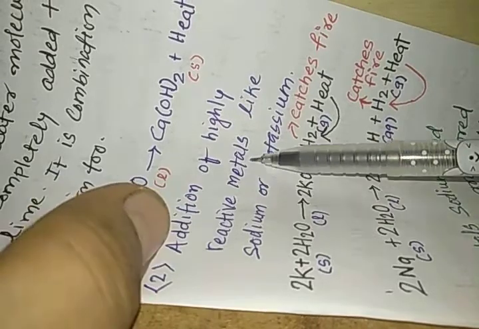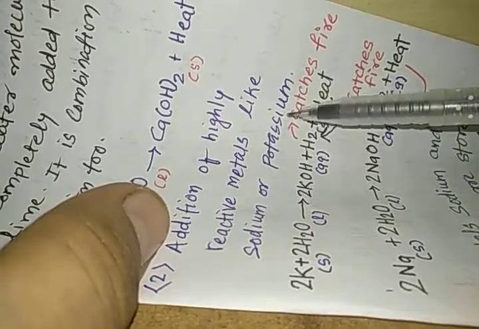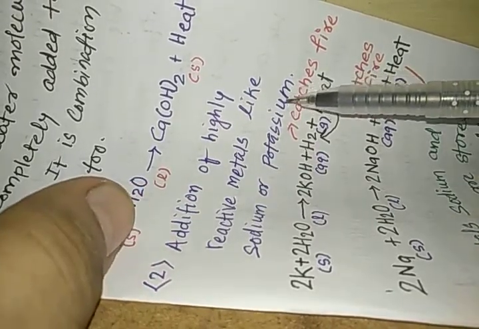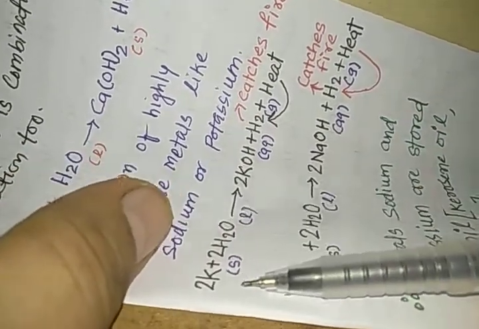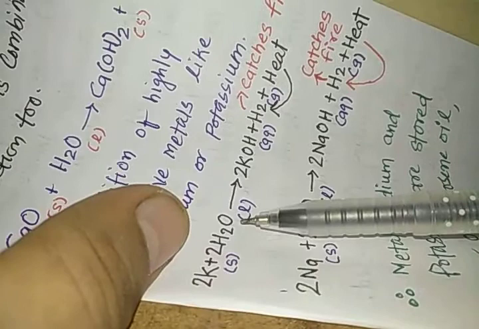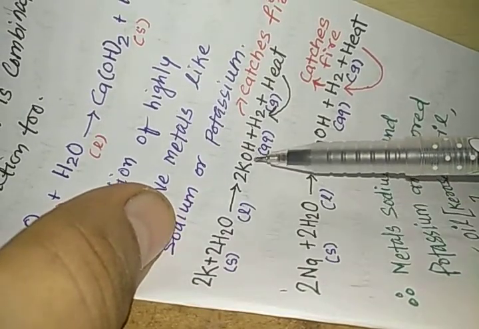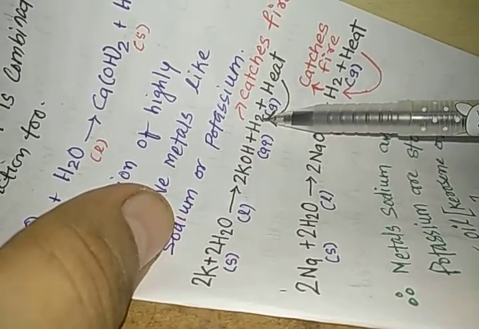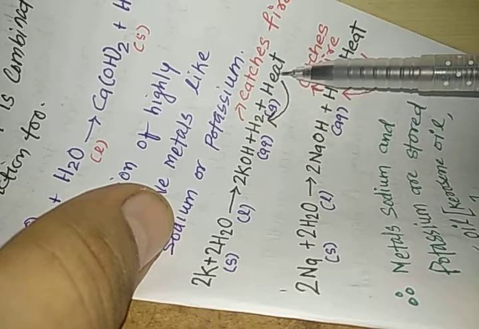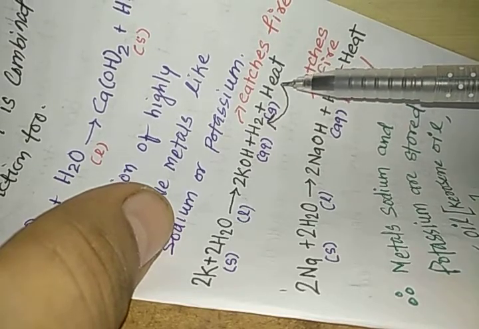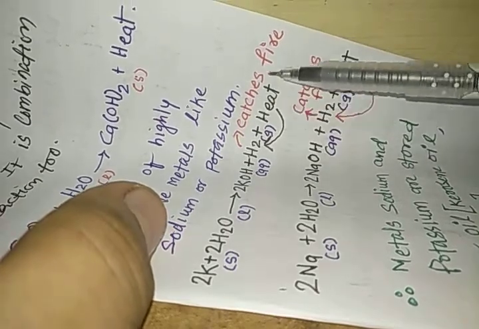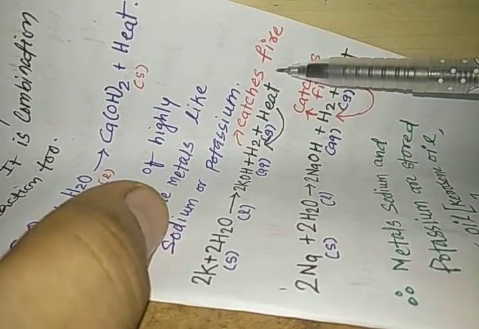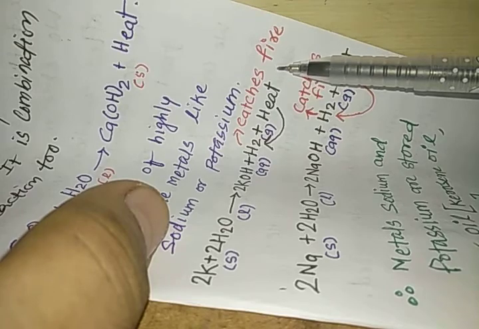Addition of highly reactive metals like sodium or potassium to water is an exothermic reaction. For example, when potassium is added to water, potassium hydroxide and hydrogen gas are produced and a huge amount of heat is produced. This heat is caught by hydrogen and thus hydrogen catches fire, which may cause an accident or a blast.